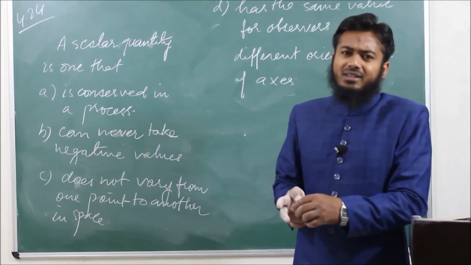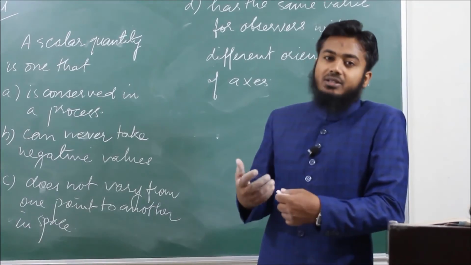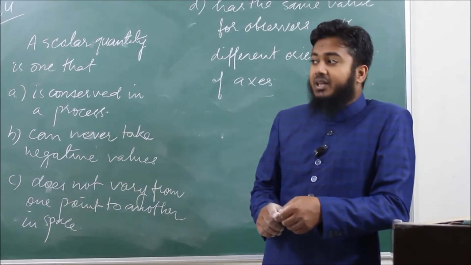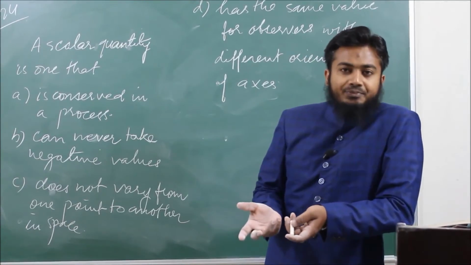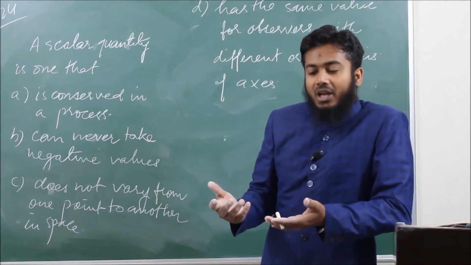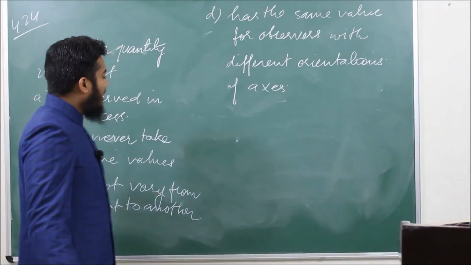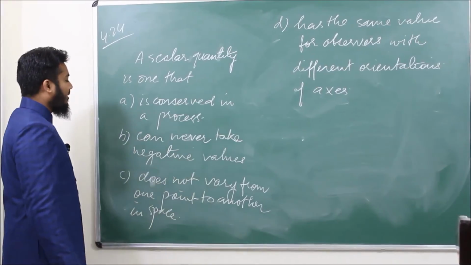It is not necessary. ये हमेशा ज़रूरी नहीं है कि कोई स्केलर क्वांटिटी किसी भी प्रोसेस में कंजर्व हो. फॉर एग्जाम्पल स्पीड, किसी ऑब्जेक्ट की स्पीड अगर किसी दूसरे ऑब्जेक्ट से टकरा कर चेंज हो सकती है. If an object collides with a wall, then speed gets changed. It may be equal to the same, but it may also change. So a scalar quantity is not necessarily conserved in a process.